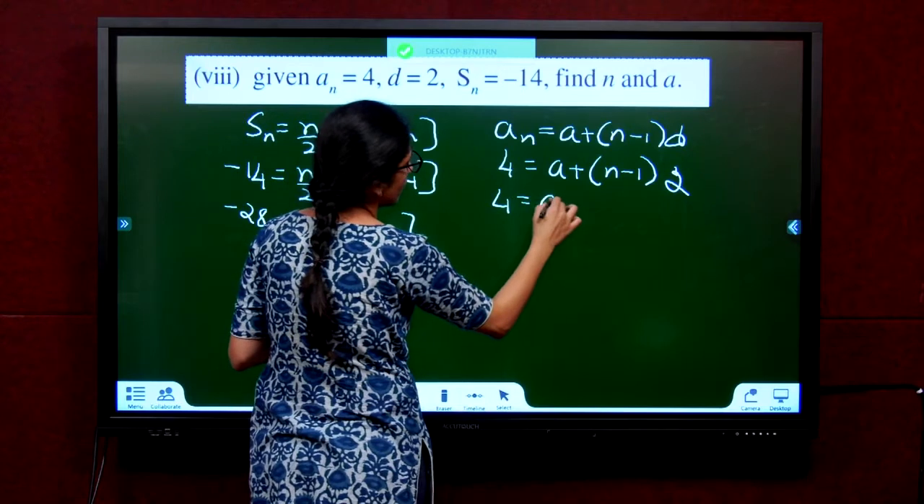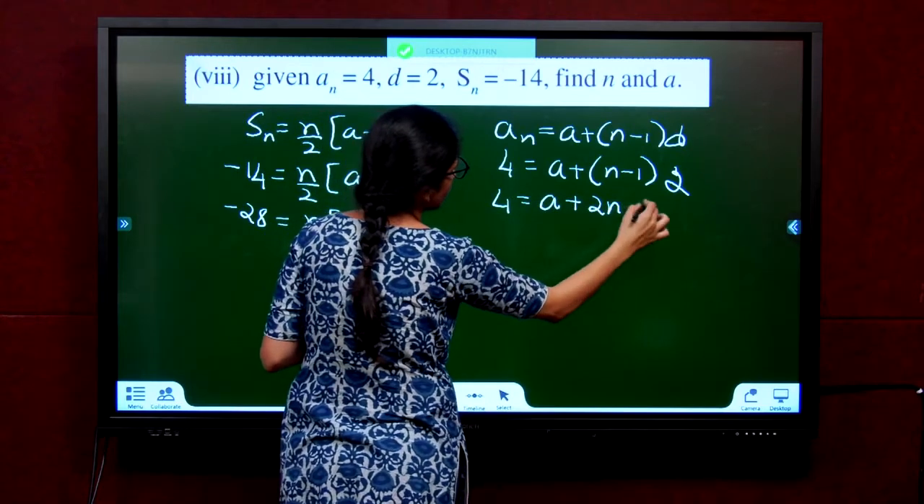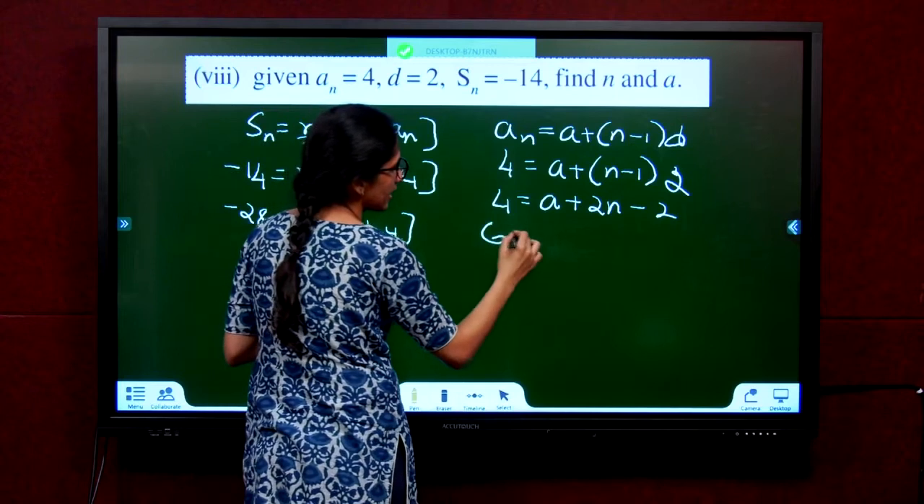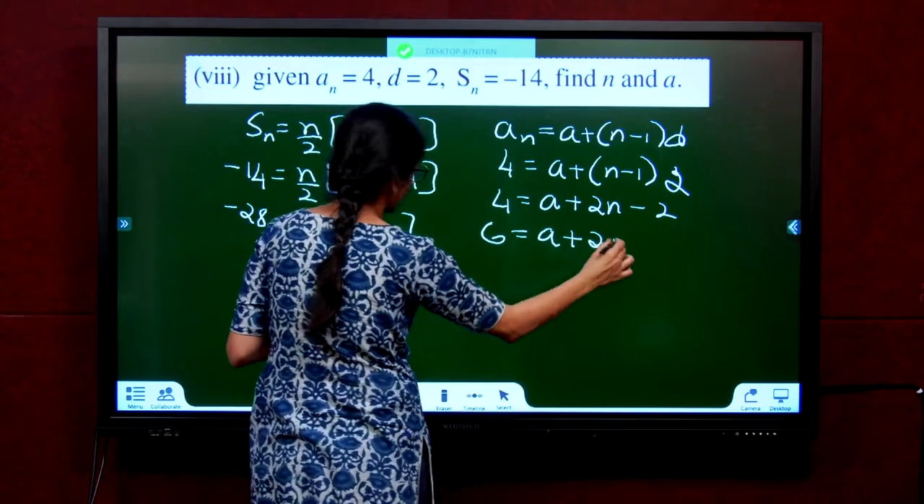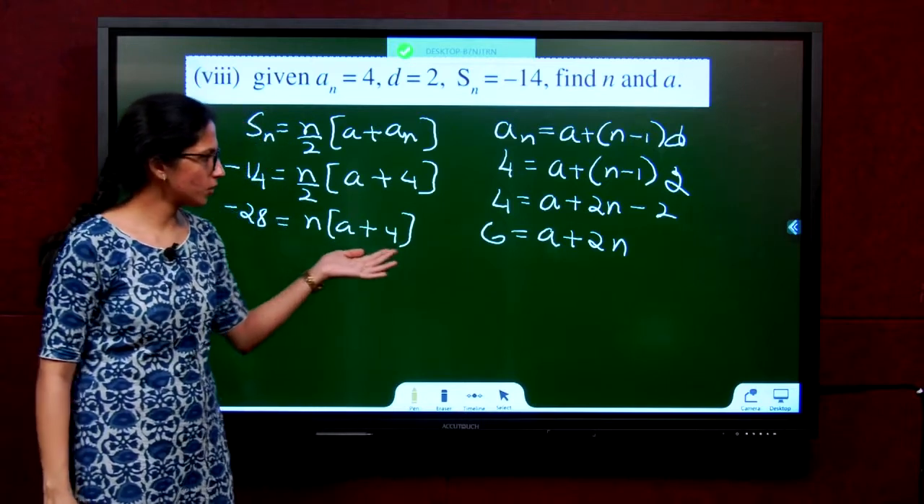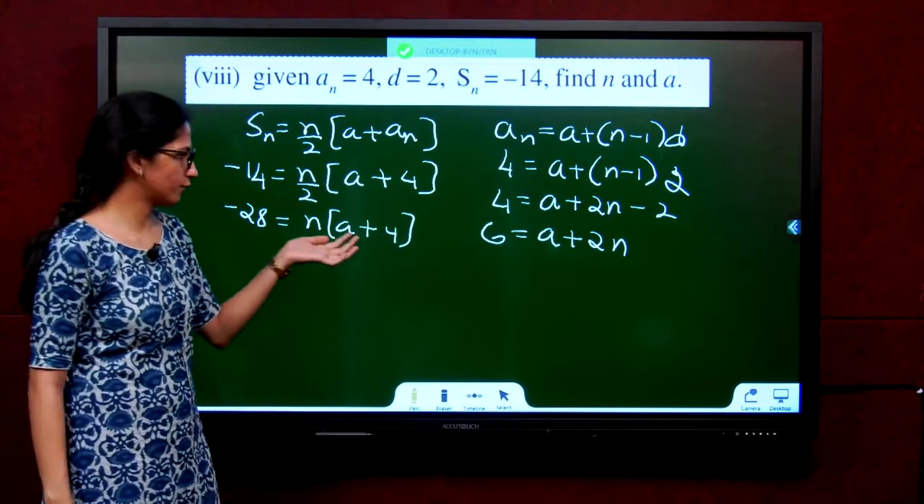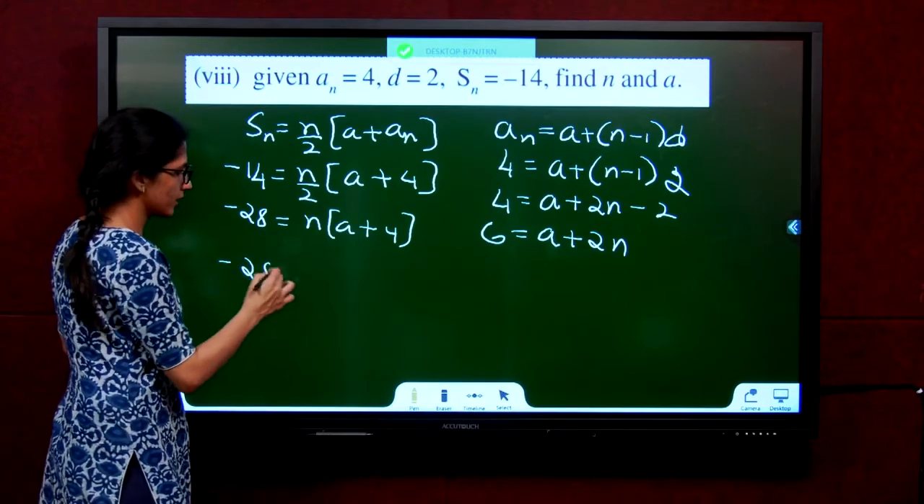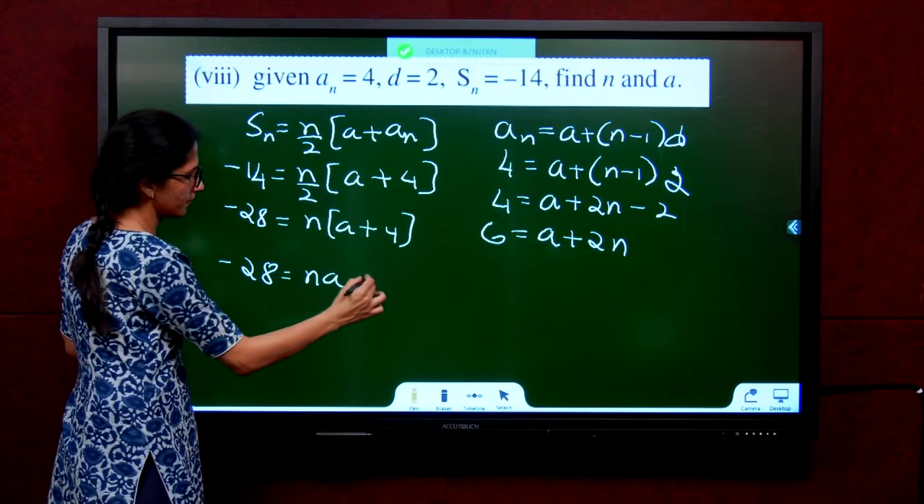4 is equal to A plus 2N minus 2. Send the 2 this side. 4 plus 2, 6. 6 is equal to A plus 2N. You want N. First you want N. So you cannot do simultaneous equations here. Why? Minus 28 is equal to N into A plus 4N.